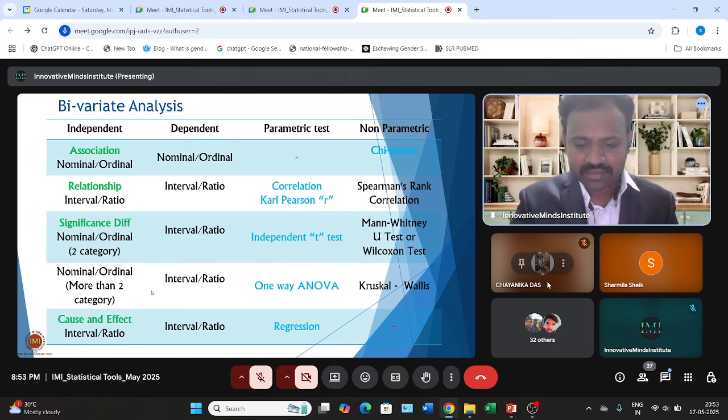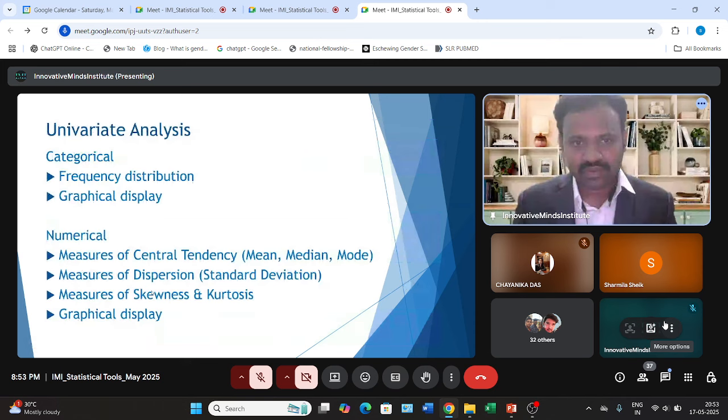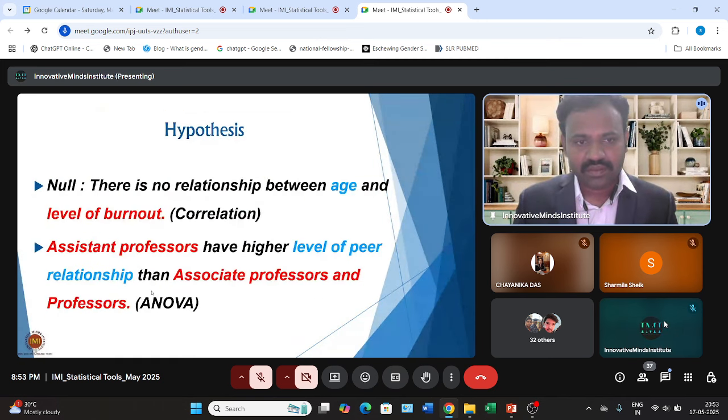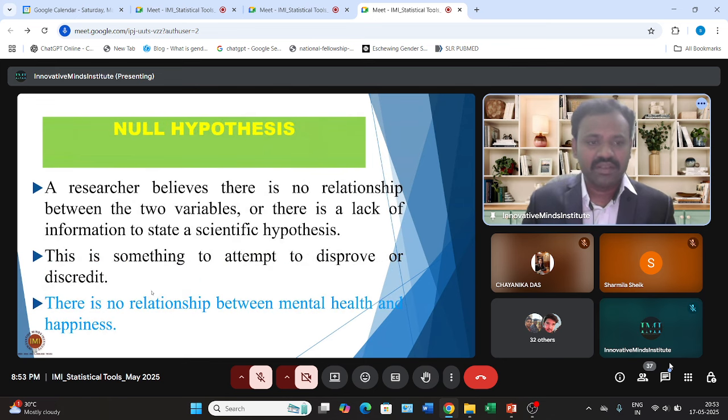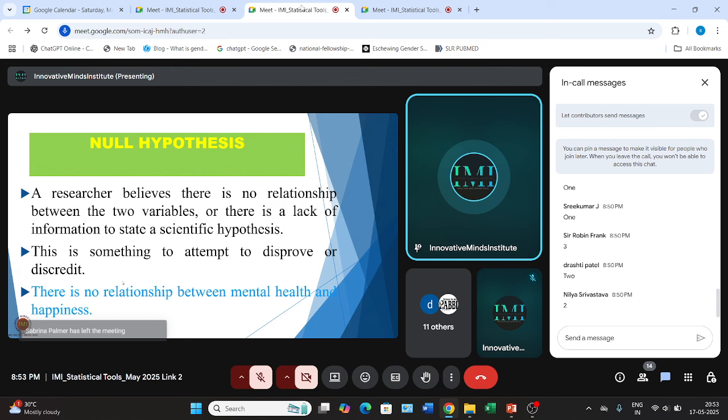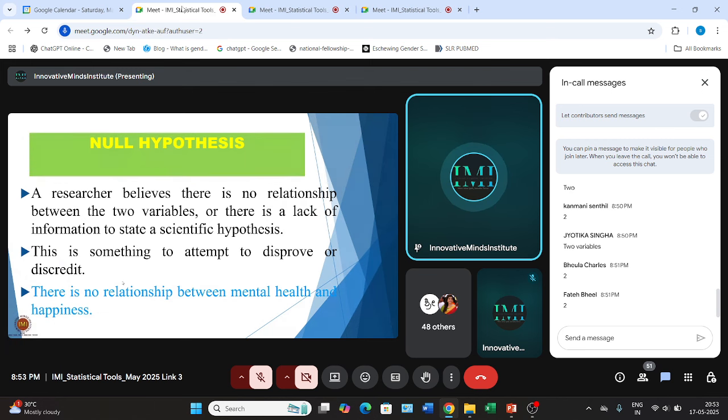Excuse me, sir. Can you explain that second hypothesis once again? Yeah. So here, you can look at the first one. We can start from here itself. There is no relationship between mental health and happiness. How many variables are there? Mental health is one variable, happiness is another variable.